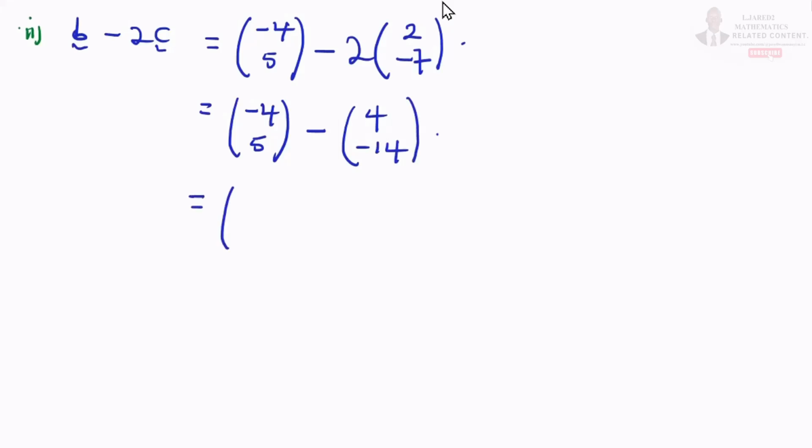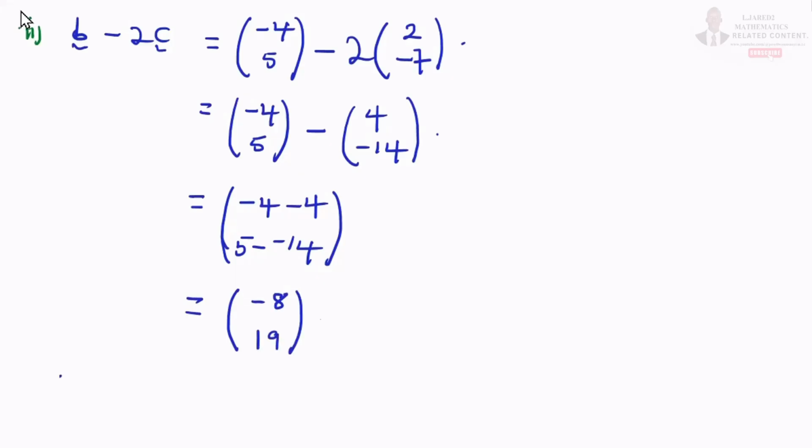As we simplify further, this is the same as having negative 4 minus 4. We are subtracting the corresponding components, then 5 minus negative 14. We see that this one is gonna become addition, so that at the next step we are having negative 8, and then this becomes a positive 19. Therefore, vector B minus 2 multiplied by vector C equals (-8, 19). So this becomes our correct answer for that part.